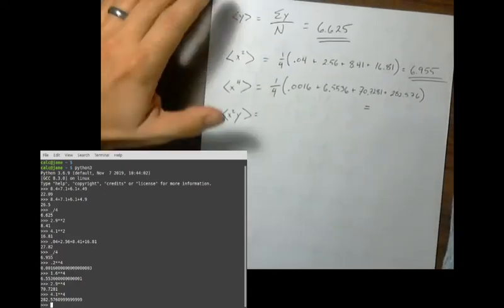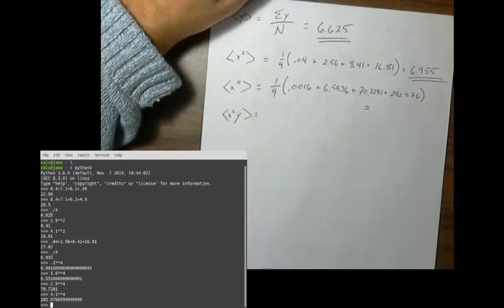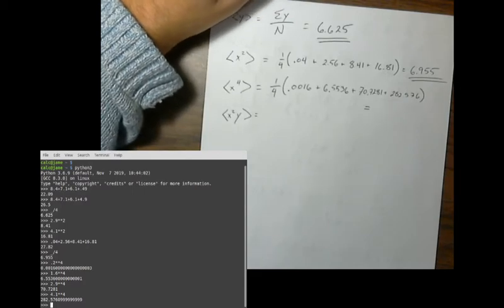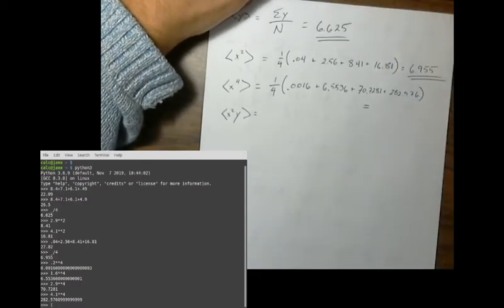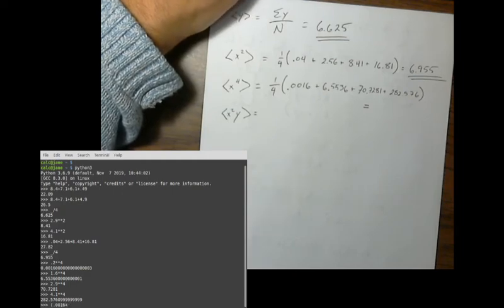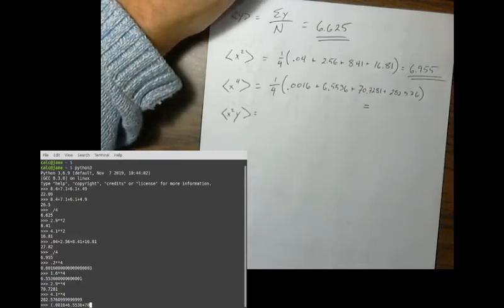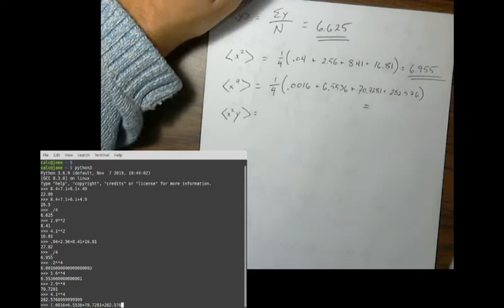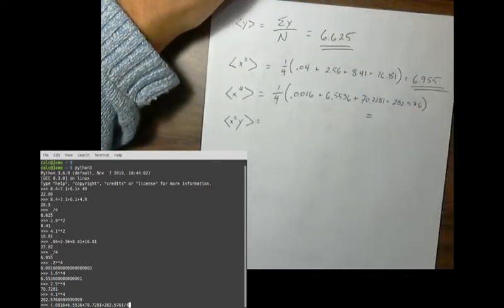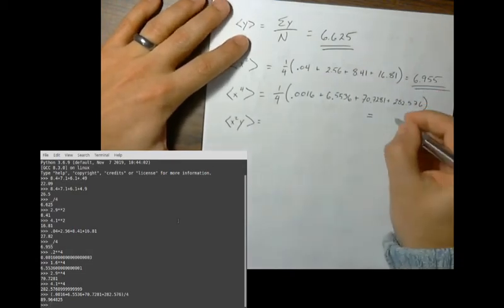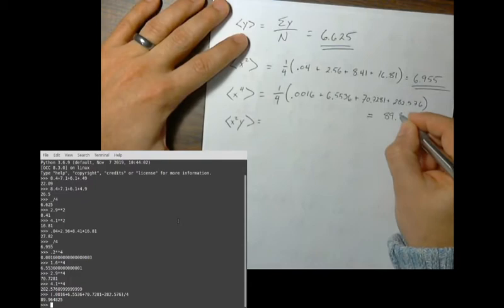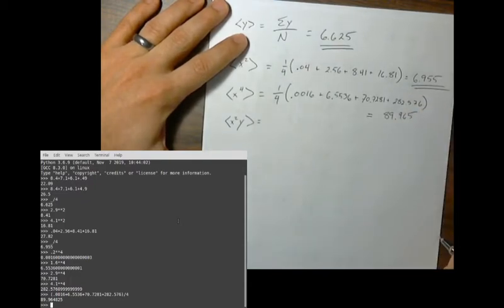Let's go ahead and sum that up while I've got it: 6.5536 plus 70.7281 plus 282.576, and all of that is divided by 4. We end up with 89.965.